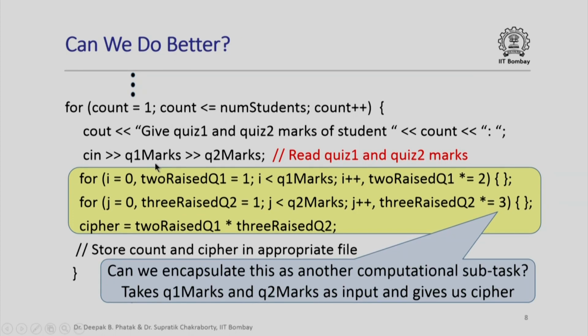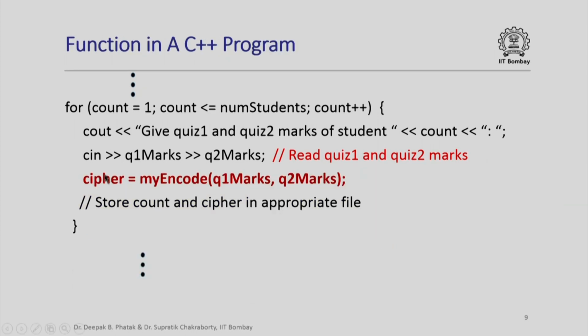So can we encapsulate this task that we have here for computing a cipher as another computational subtask which would take quiz 1 marks and quiz 2 marks as input, compute the cipher and return it back to us? Well, it turns out that in C++ we can do this. We can do it in the following way.